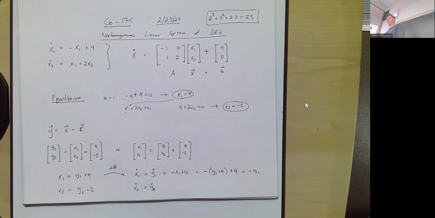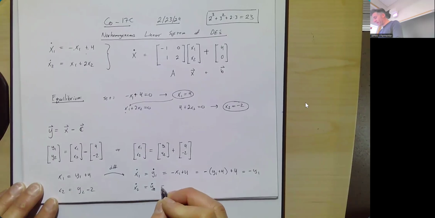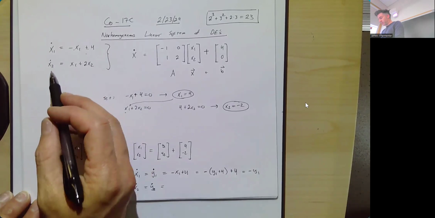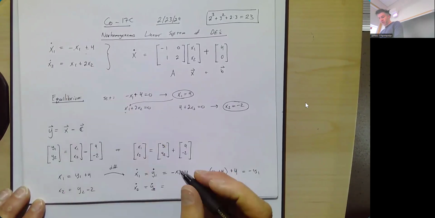I know it feels like we're kind of just making things up. It feels like we're doing something weird. We're going to get somewhere, I promise. Just bear with me for a second. We're going to replace what x2 dot is equal to with x1 plus 2x2.